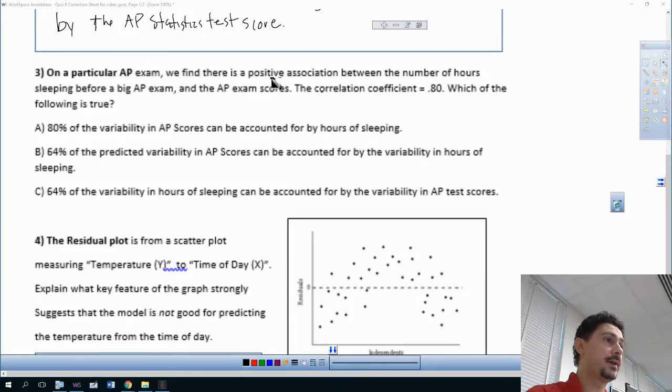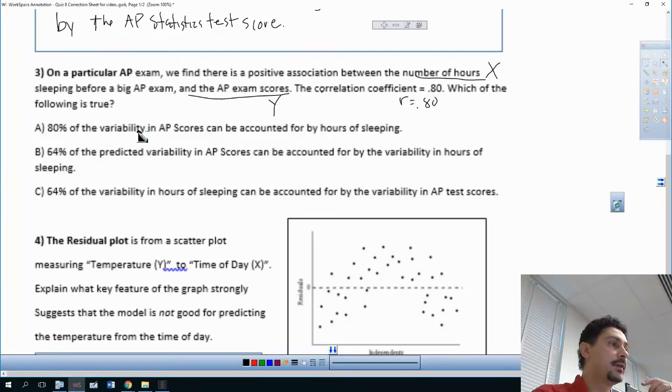On a particular AP exam, we find there is a positive association between the number of hours sleeping before a big AP exam and the AP exam scores. The correlation coefficient equals 0.8. Which of the following is true? All right, this is very clear. It says before a big AP exam, so the number of hours you identify as X. The AP exam score in this situation is Y, because they specify which one they want first and which one second. The correlation coefficient is 0.8, so R equals 0.80. Which is true? 80% of the variability in AP scores can be accounted for by hours of sleeping.